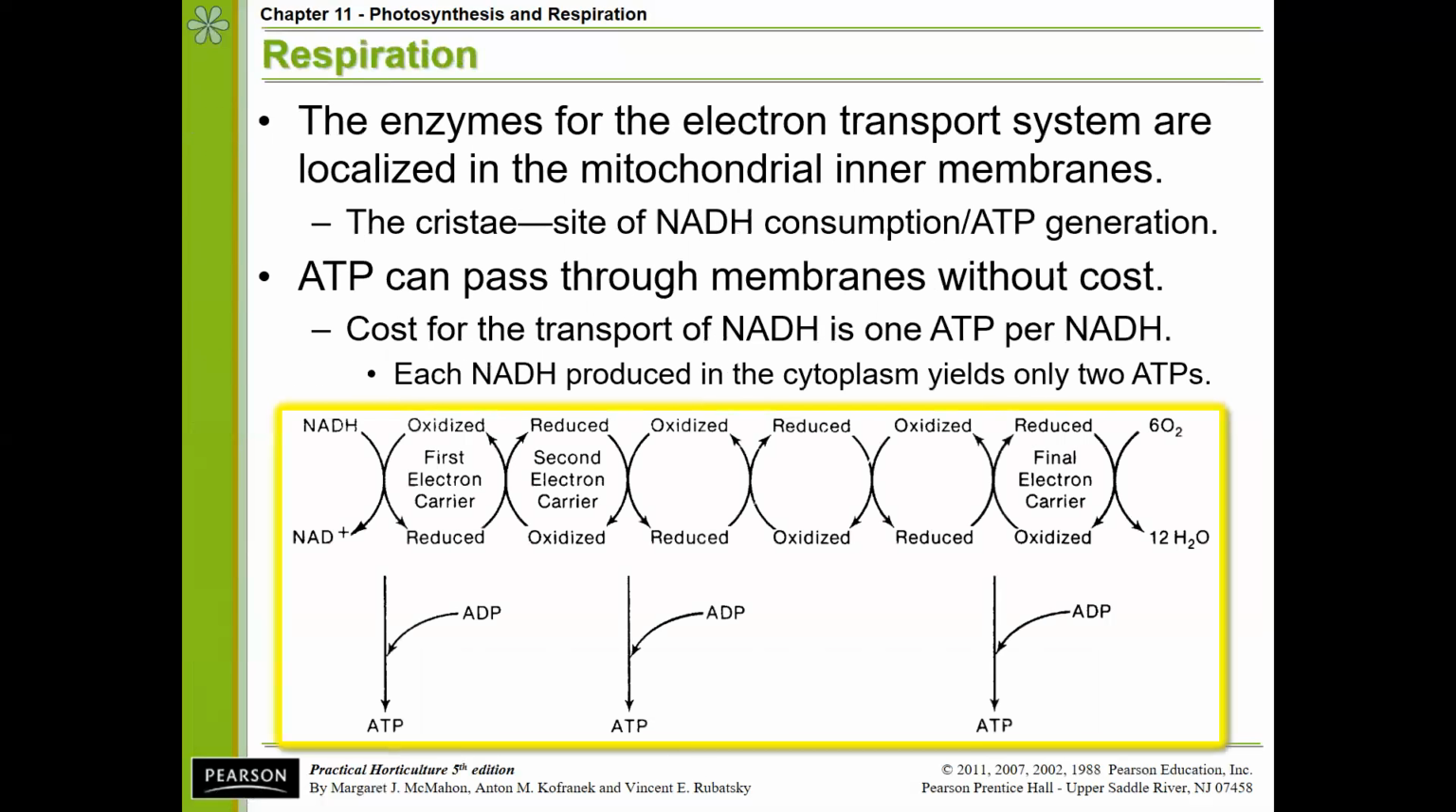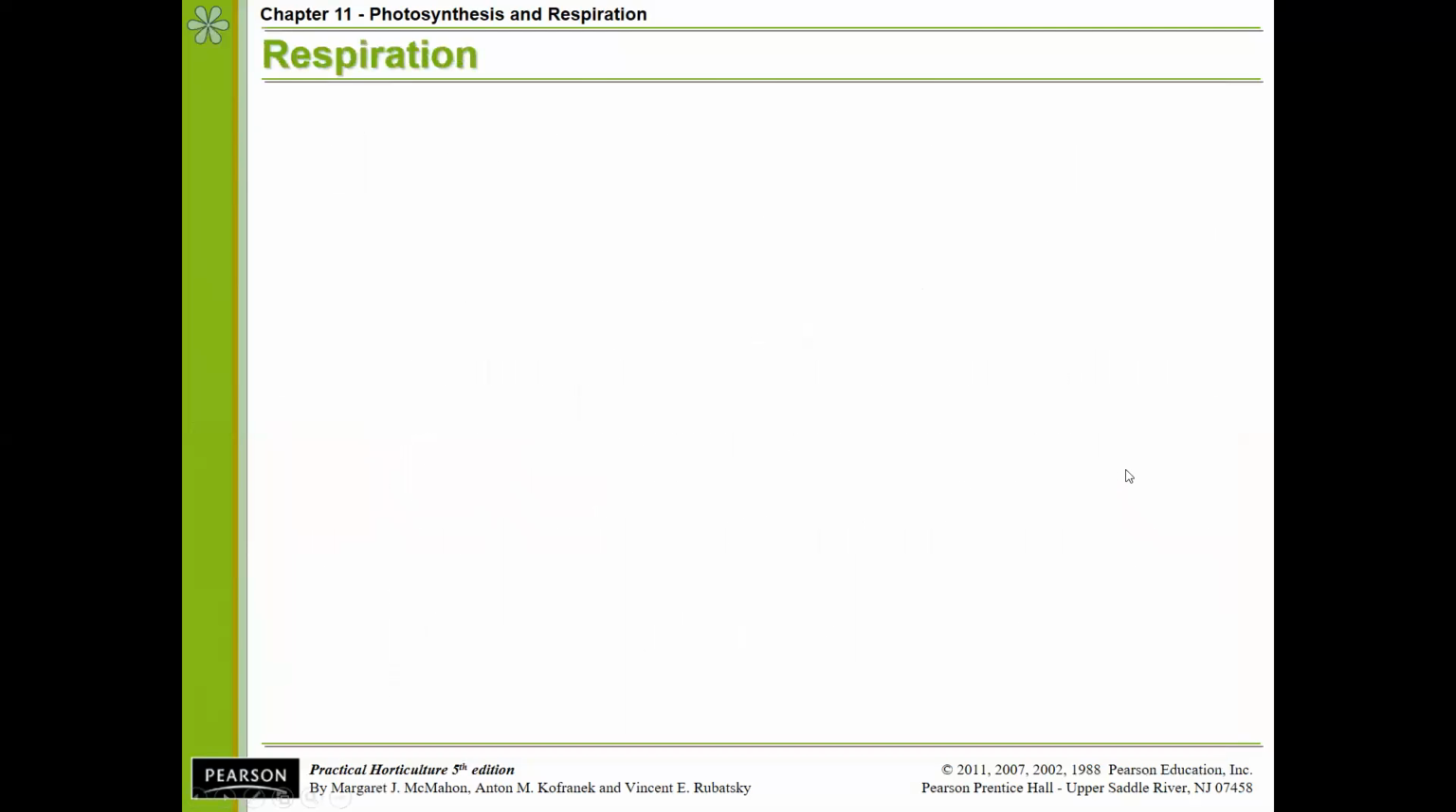And on this slide, the big thing I want to point out is this cycle in respiration of the NADH being oxidized and reduced through electron carriers. So we basically have a chain of oxidation and reduction taking place, moving electrons through these different carriers until we get to the final electron carrier, which is then releasing the oxygen and water vapor through the leaf.